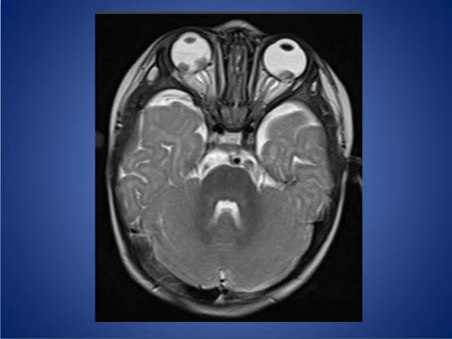This is the next case, an 8-month-old girl with leukocoria. As we see here, there are bilateral masses in both eyes posteriorly, 2 on the right side and 1 on the left side in these T2 weighted images, and this is highly suggestive of retinoblastoma.